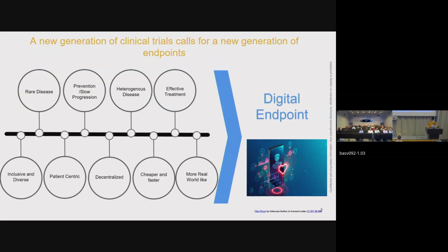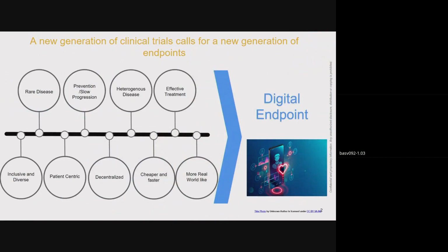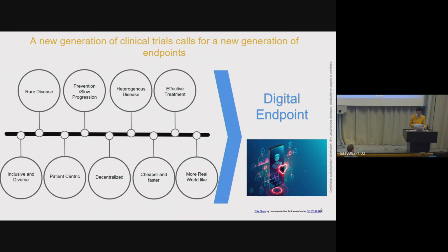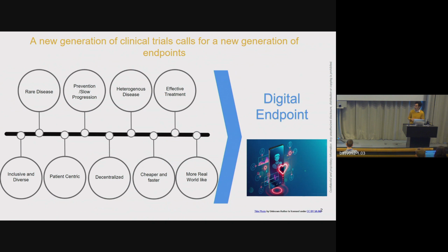But as we know, we have a new generation of clinical trials, and maybe focusing on the bottom row here, we want trials that are more inclusive and more diverse, more patient-centric, more decentralized, always cheaper and faster, and more real-world like trials. So something that's more generalizable to a real-world situation. And sometimes we're going to other application areas: rare disease, heterogeneous disease where effective treatment exists, and slow progressive disease or in a prevention setting.